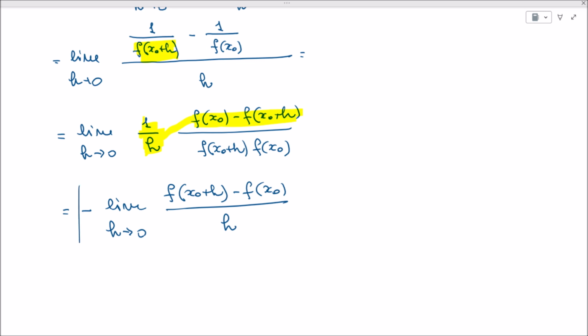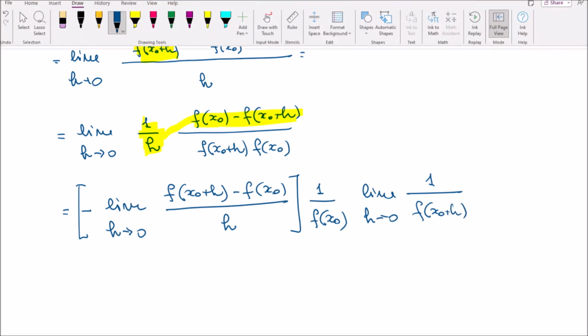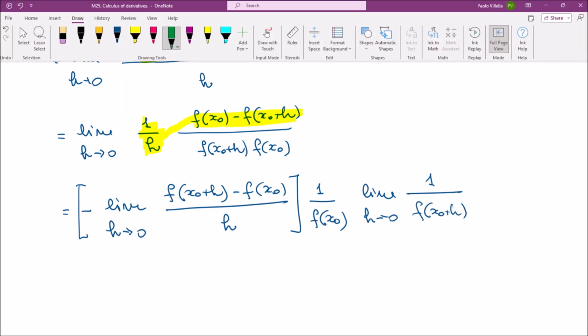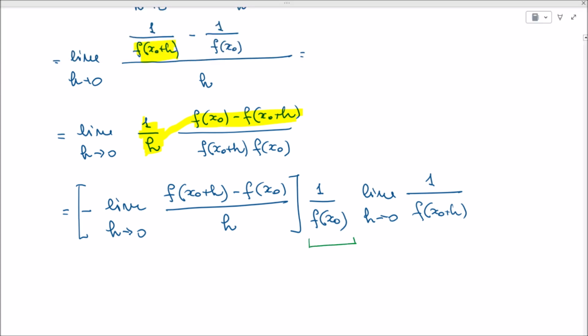Then we have 1 over f of x naught, which is just a constant, so it comes out of the limit. And then we have another part of the limit, which is the limit as h goes to 0 of 1 divided by f of x naught plus h. And now we are almost ready, because we see that this clearly is a constant, so this will remain 1 over f of x naught.